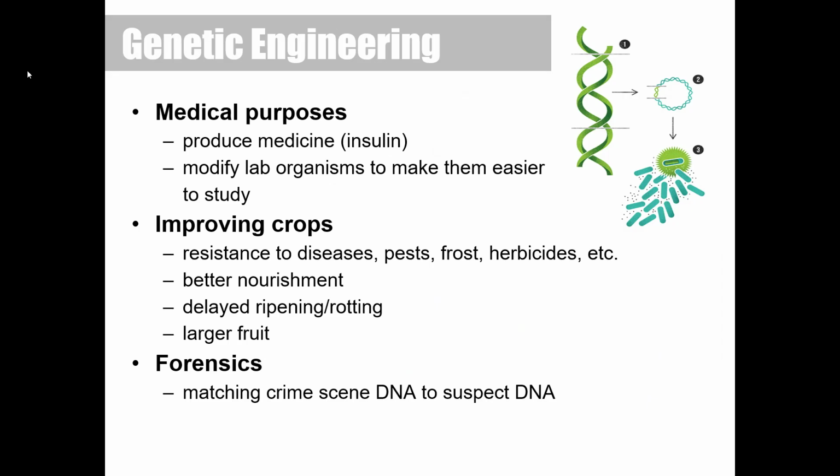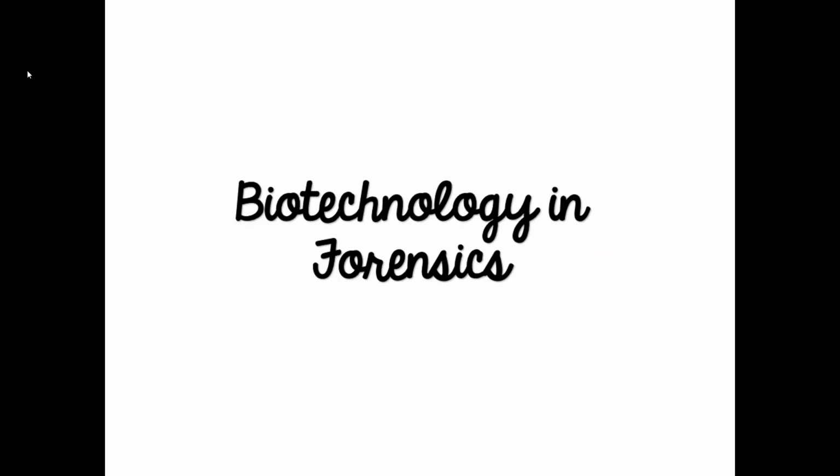We can also use genetic engineering to help solve crimes. So in forensics, we can take unknown DNA samples found at a crime scene, and we can process them through a process called gel electrophoresis to get sort of a barcode or a DNA fingerprint. And then we can match that DNA fingerprint to different suspects. And if we get a match, we know the source of the DNA, which is really cool.